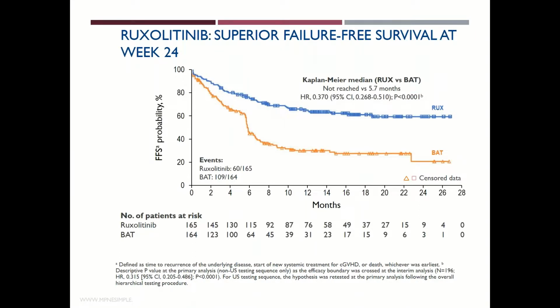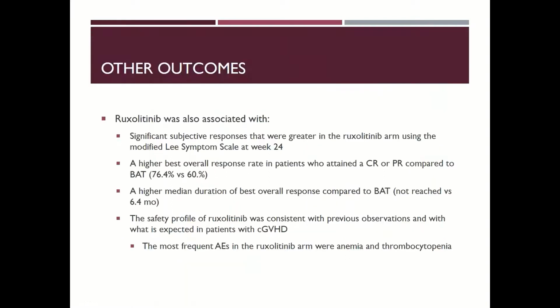The median duration of failure-free survival was not reached in the ruxo-treated patients, but was only 6 months in the patients treated with best available therapy. The drug was also associated with subjective responses using the modified Lee symptom scale, and a higher best overall response rate in patients who attained a CR or PR at any time compared to best available therapy. This best overall response lasted longer in patients who received Ruxo compared to best available therapy.